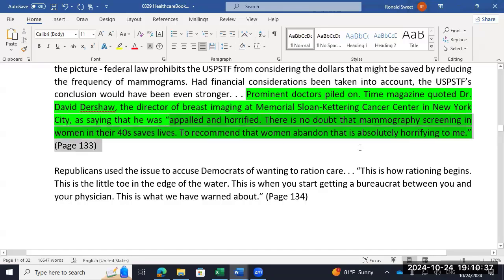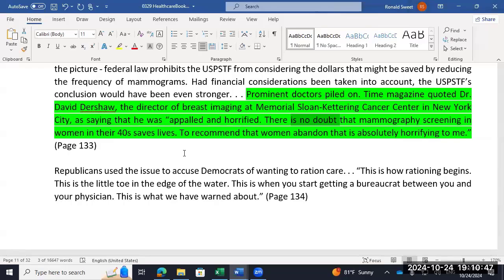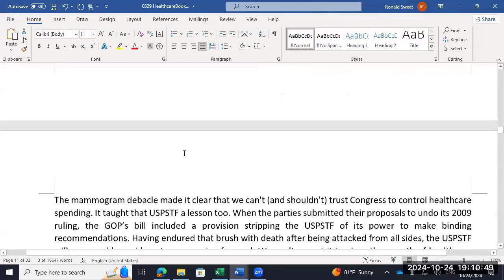Again, no data. He doesn't provide data. He just says there is no doubt. He should have provided data as part of it. He should have said for every woman hurt, 3 lives are saved or whatever. He should have provided some data to prove his point.